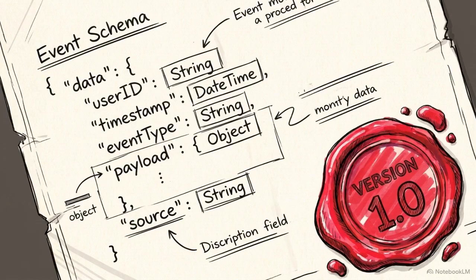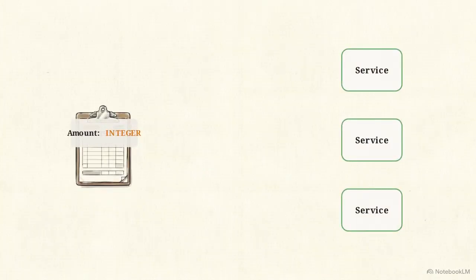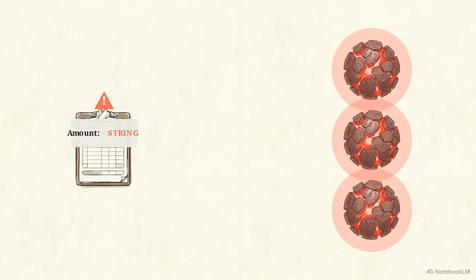This blueprint represents an event schema. In a mature architecture, an event payload structure is treated as an ironclad contract between engineering teams. If a producer decides to change a data type from an integer to a string without versioning the schema, they will silently break every downstream consumer relying on that exact format. Event contracts must be strictly governed and validated.